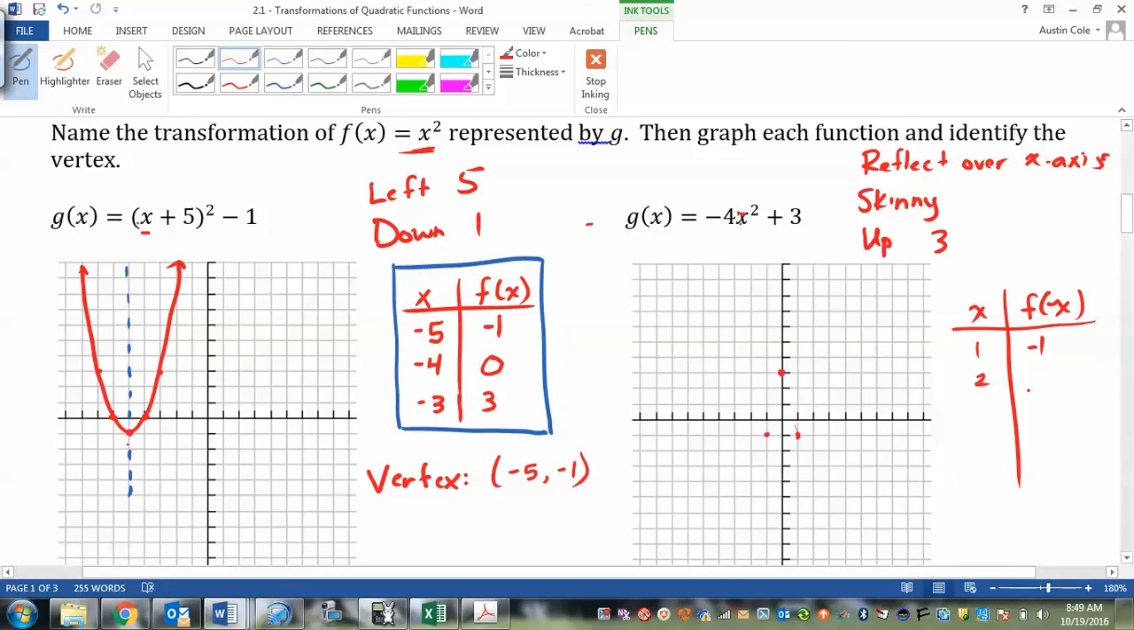So what's 2 squared? 4. What's 4 times -4? -16 plus 3 is -13. Now, this will happen.